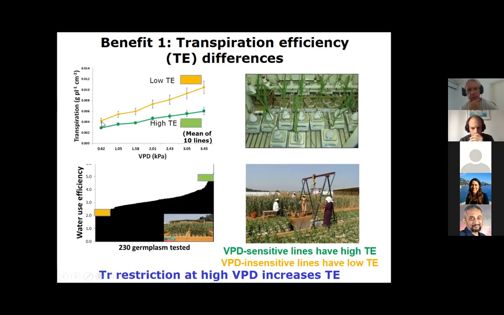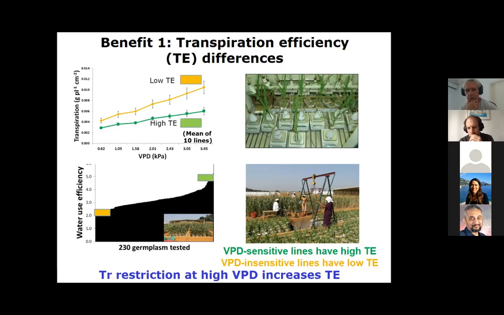What we found is that those that are insensitive to vapor pressure deficit are those that have the lowest transpiration efficiency. And in contrary, those that were sensitive to the increase in evaporative demand are those that have the highest water use efficiency. This we measured with a system that I've developed in India. These are called lysimeters, and so you may not very well see on the screen, but they are long tubes where we grow plants all the way through maturity.